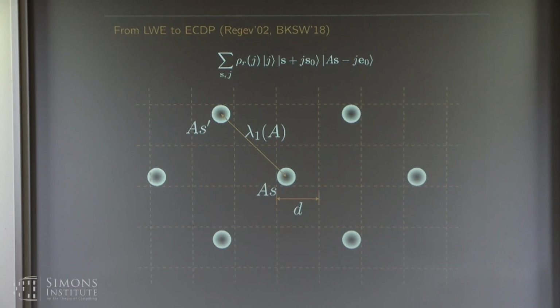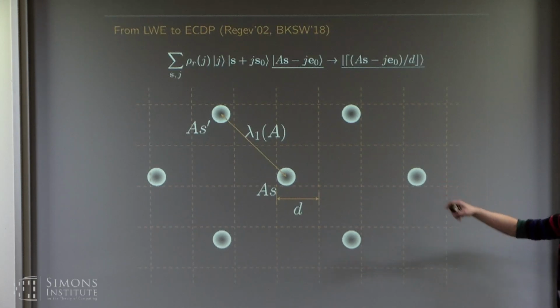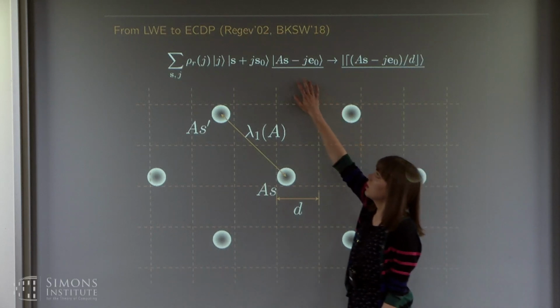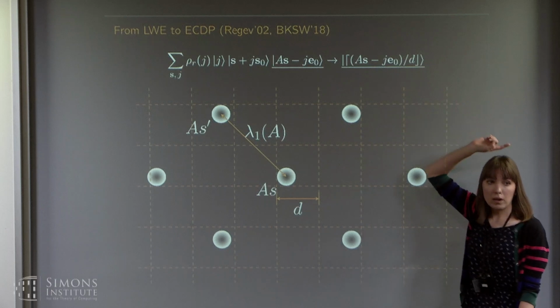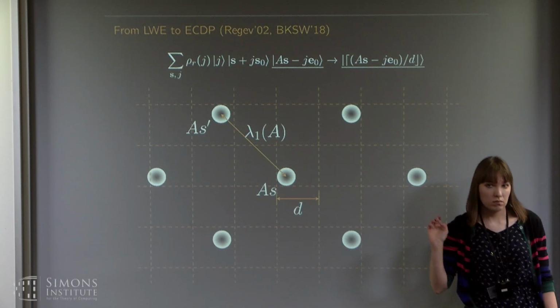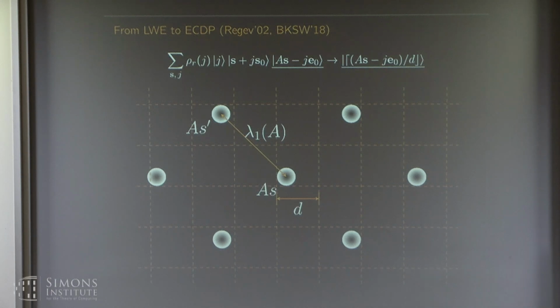So just to tell you algebraically what that would correspond to. This separation would correspond to just looking at this qubit and applying this function, and the function just divides by d coordinate-wise and takes the rounding. So that's what it does.